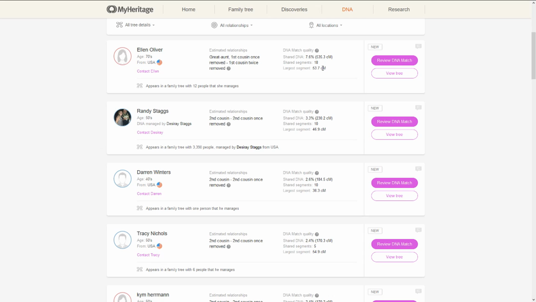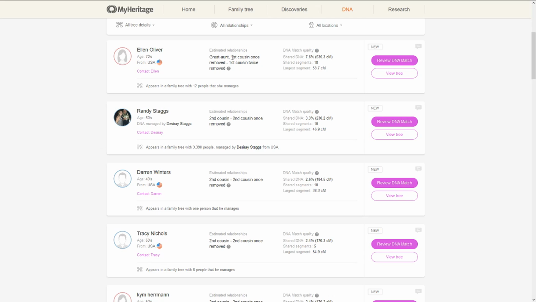Now, what we're getting with MyHeritage, it's all three at one time. So it's really going to be kind of confusing at first. And what we want is in that first line, the shared DNA, because that's how much you share with that. It tells you the shared DNA is 7.6%, 535 centimorgans. That's really the part that we want.